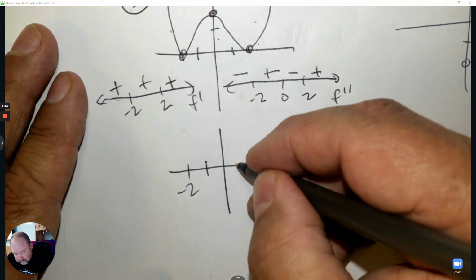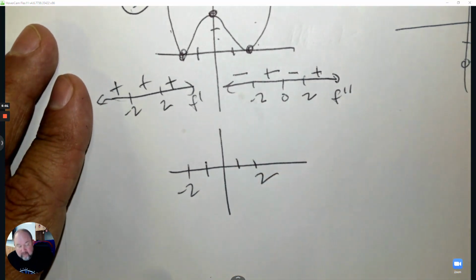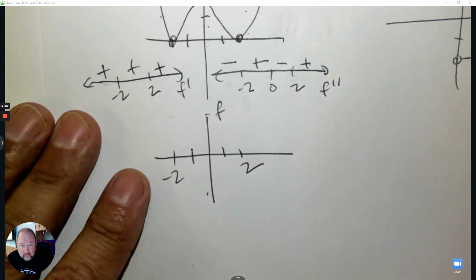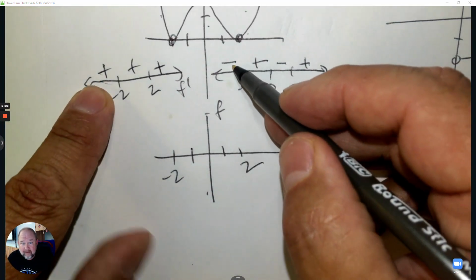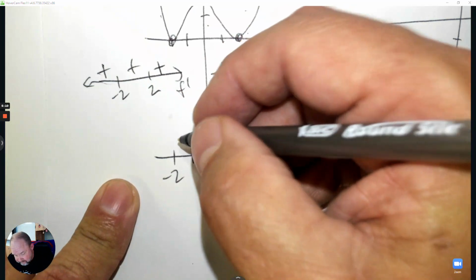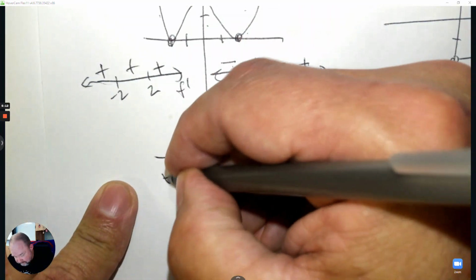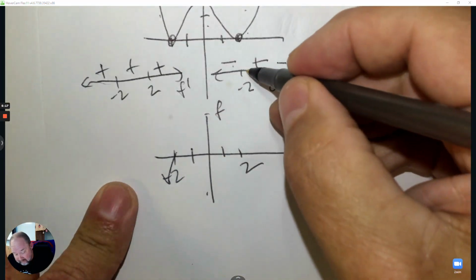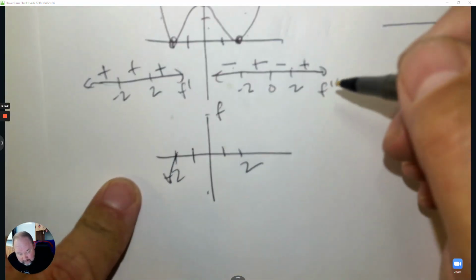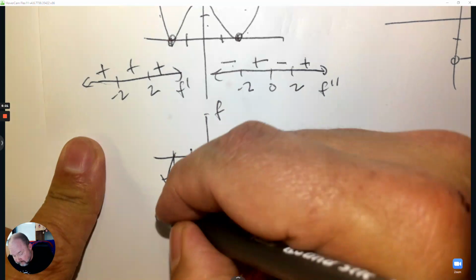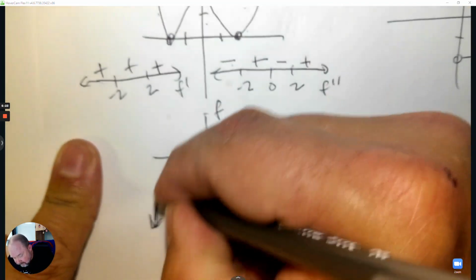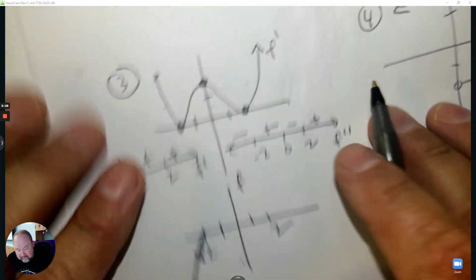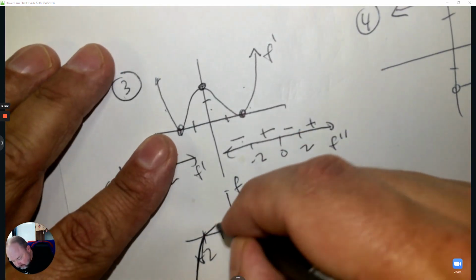So I'm going to have -2, positive 2, and 0. And then what could a sketch of f look like? So we know the whole thing is increasing. So it increases and is concave down. So it's increasing and it increases the whole time. So increases, concave down. And then at 2, it now is concave up and continues to increase up to 0.